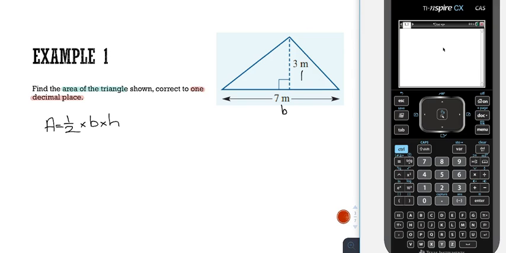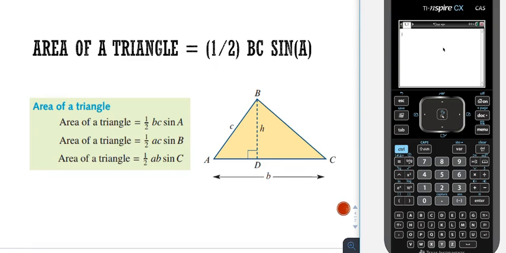An example of this is this triangle here. To 1 decimal place, calculating it, base is 7, height is 3. So our area of this is 10.5. Please make sure your units are right. So this is meters squared as a unit, and then red box your answer.